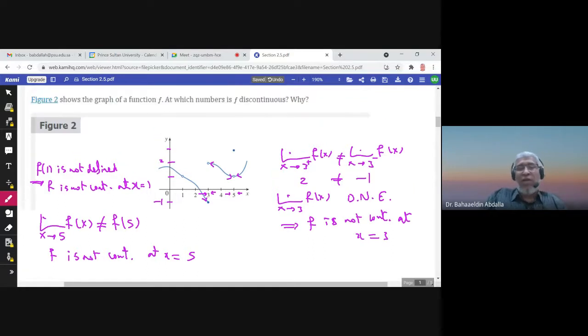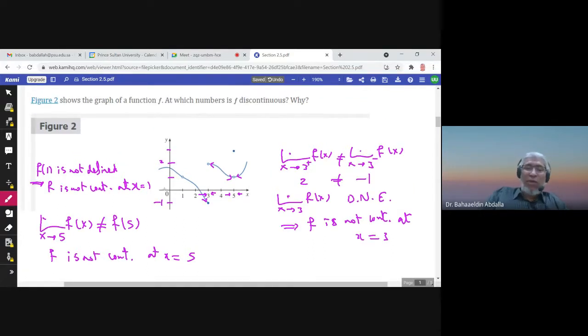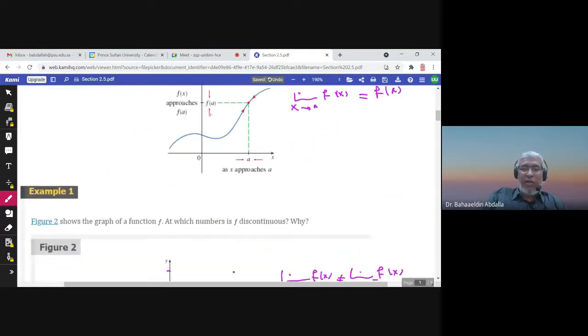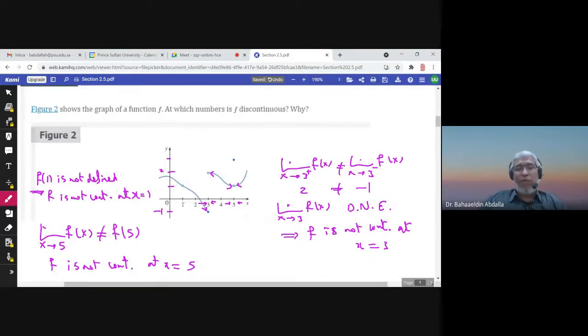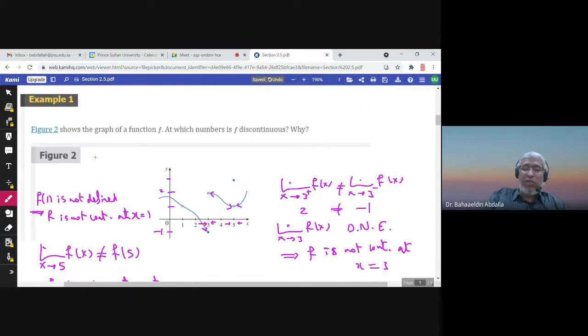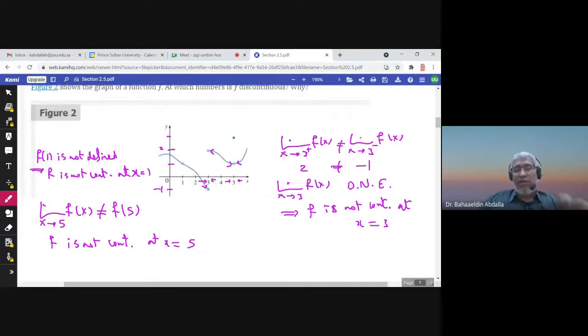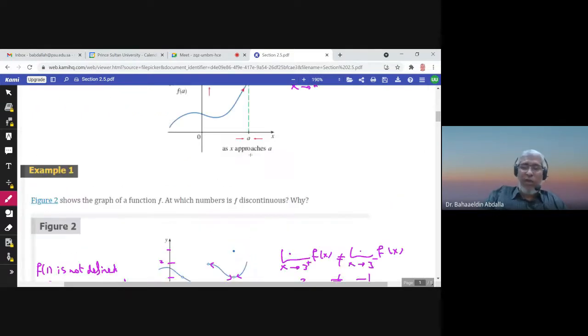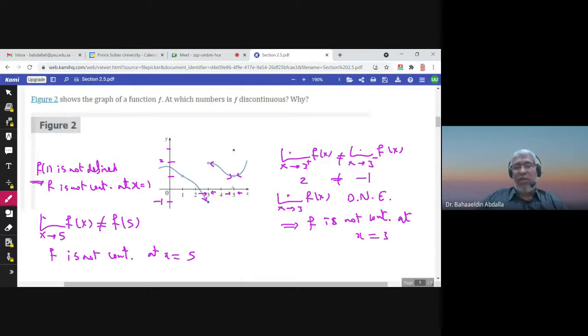So this is a very nice example in which you find that at 1, f is not defined, so it's not continuous. You can find when the limit does not exist, the function is not continuous. At 3 here, the limit does not exist, so the function is not continuous at 3. And finally, this condition, which is the condition of continuity, if the limit is not equal to f of a, then the function is not continuous. And this is what's happening at x equals 5.